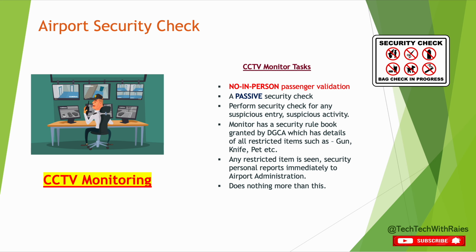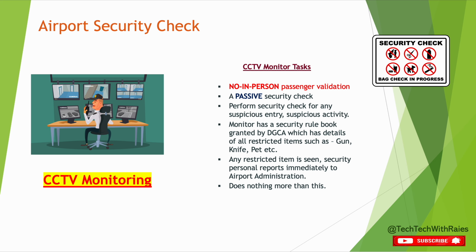There is a monitor sitting inside a room where there are different screens. This monitor will look at different computer systems connected with CCTV and look for any suspicious entry or suspicious activity happening inside the airport. This monitor is given a signature, I mean a security rule book, granted by DGCA. DGCA stands for Director General of Civil Aviation. Whatever administration takes care of all the airports in India has given a security rule book. So this monitor will look at those rule books and try to see whether a person is carrying items or showing activities that are suspicious or not.